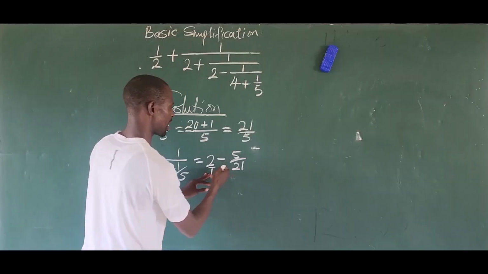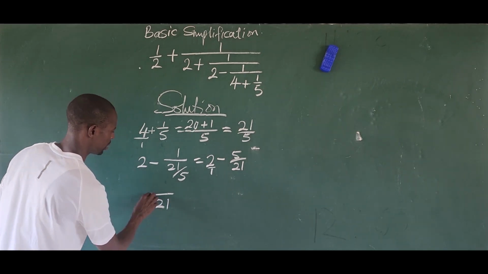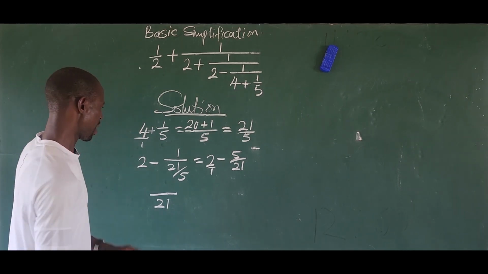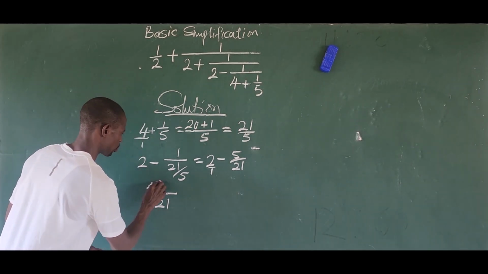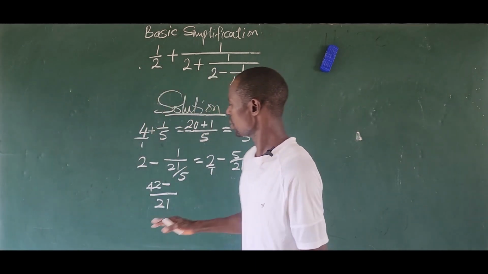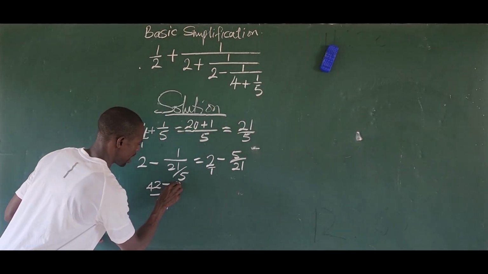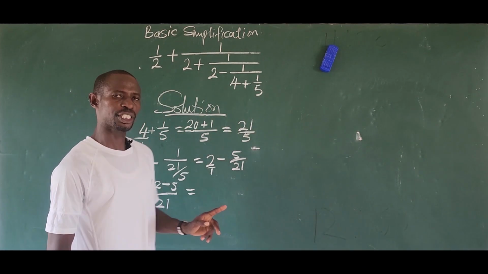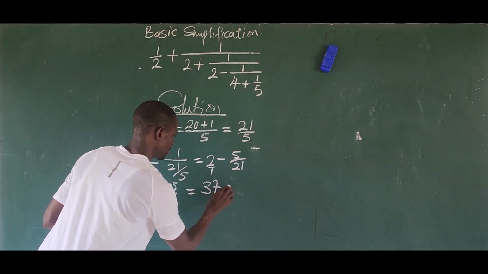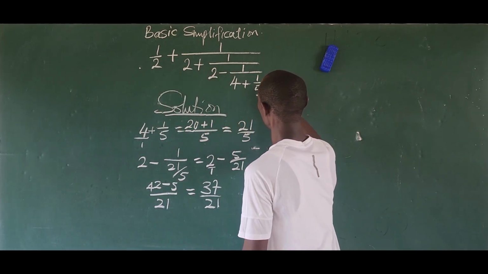So if we find the LCM of this and this, that will give us 21. Then 1 into 21 gives us 21. We use 21 times 2, and that will give us 42. Then minus 21 into 21 gives us 1. We use the 1 again to multiply our 5, that will give us 5. So 42 minus 5 will give us 37. So we're going to have this to be 37 all over 21. Again, we are done with the whole of this.